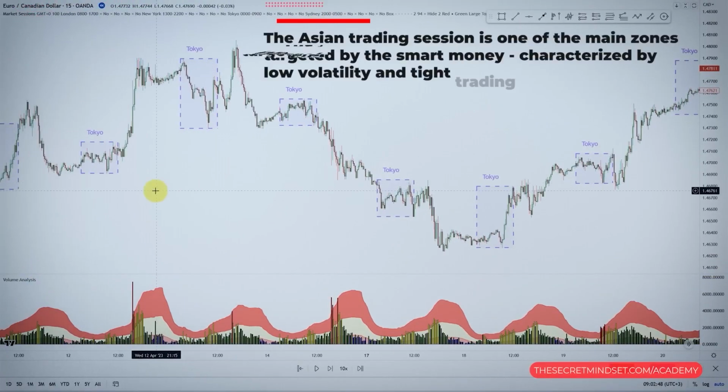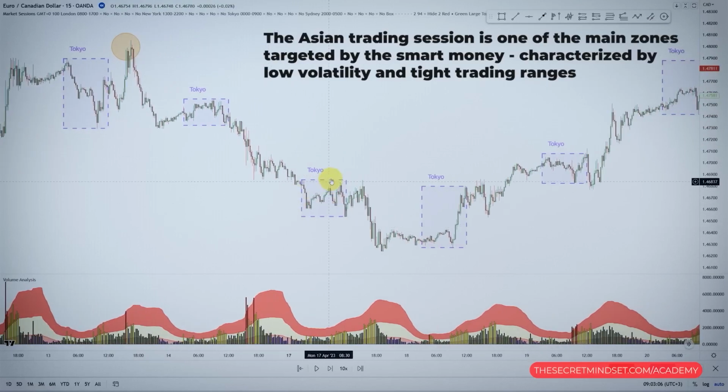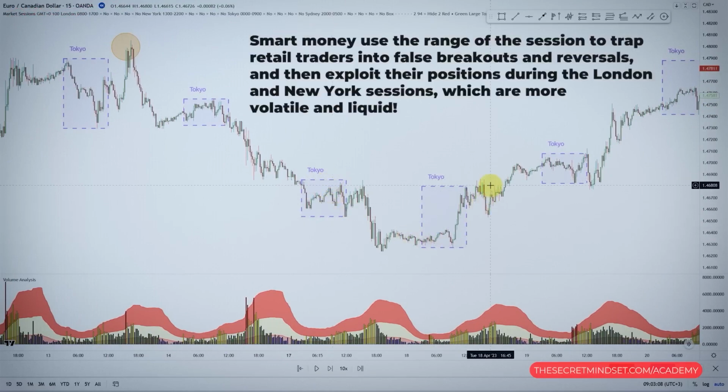The Asian trading session is one of the main zones targeted by smart money. The Tokyo Range trap is a common phenomenon if you're trading forex, crypto, and indices, and occurs during the Asian session, which is typically characterized by low volatility and tight trading ranges. The Tokyo Range trap refers to the situation where smart money uses the range of the session to trap retail traders into false breakouts and reversals, and then exploits their positions during the London and New York sessions, which are more volatile and liquid.